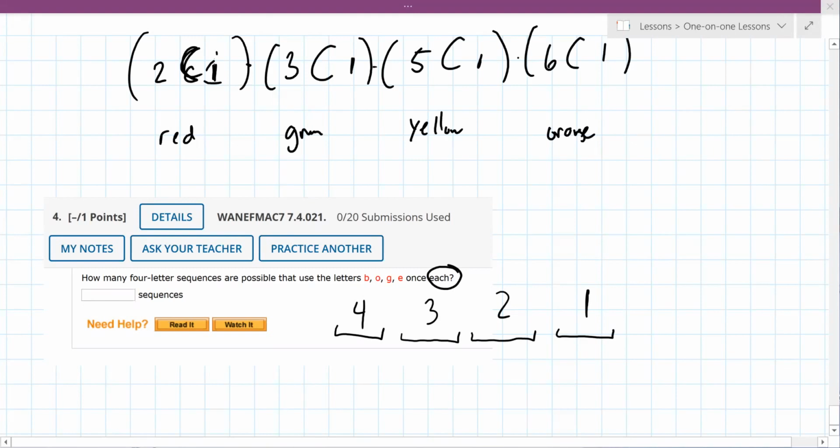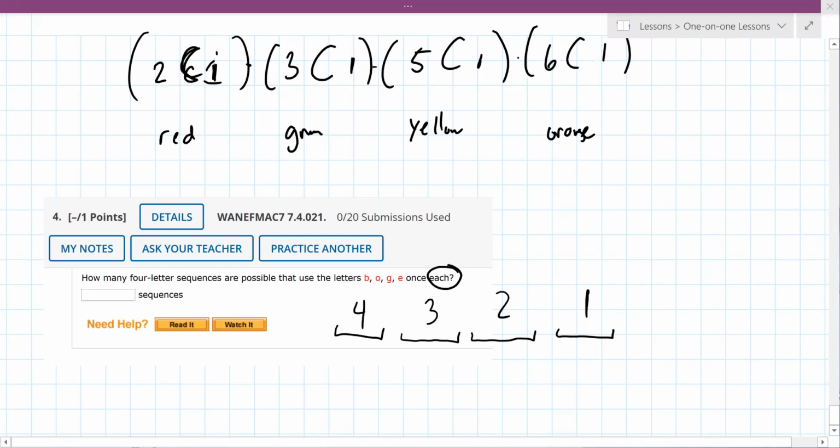So you're just multiplying them? Just multiplying them, yeah. 24. 24, yes. Okay. Number 5 is slightly different.